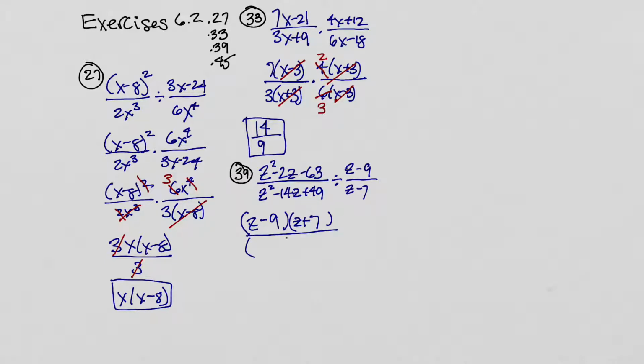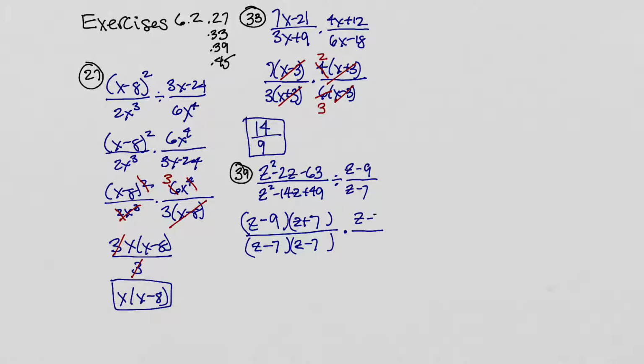Over, let's see what we get here. How about z and z? Oh, you know, I'm thinking we're going to see 49. How about a 7 and 7? I can get a 14 out of that. So z minus 7 times, right? It's a division, so I'll change it to multiplication. Now take the reciprocal. Right, so flip that over.